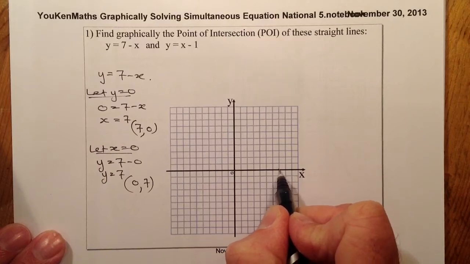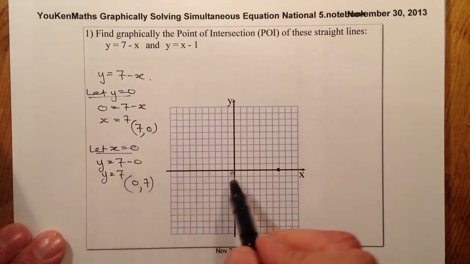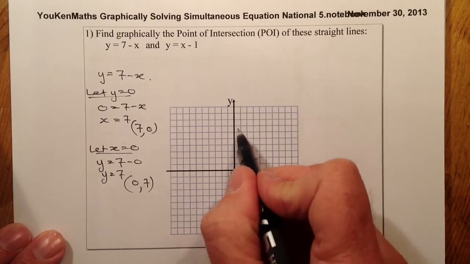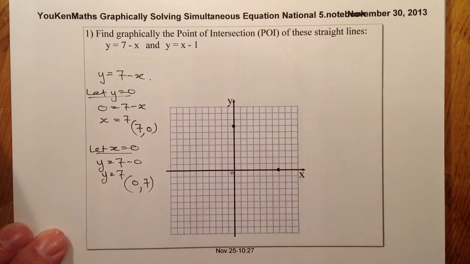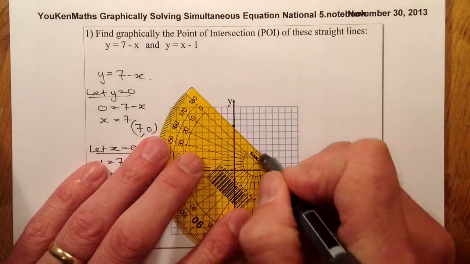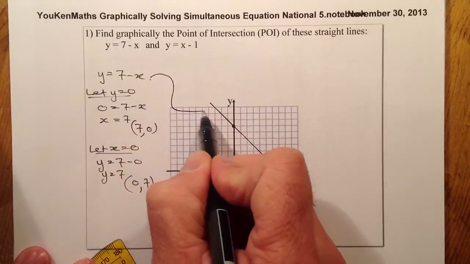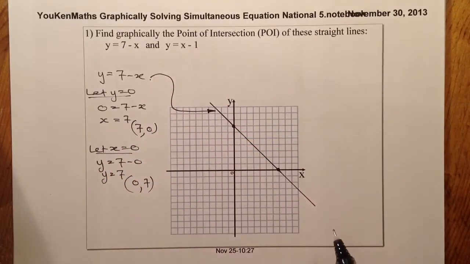Okay, so that one there must be my 7, 0, that will be this coordinate here. And 0, 7, 0 along the way, and 7 up will be this coordinate here. What I'll do is, from these 2 points, just draw a straight line right through them. And that there is this equation. Okay, that's the first one drawn.